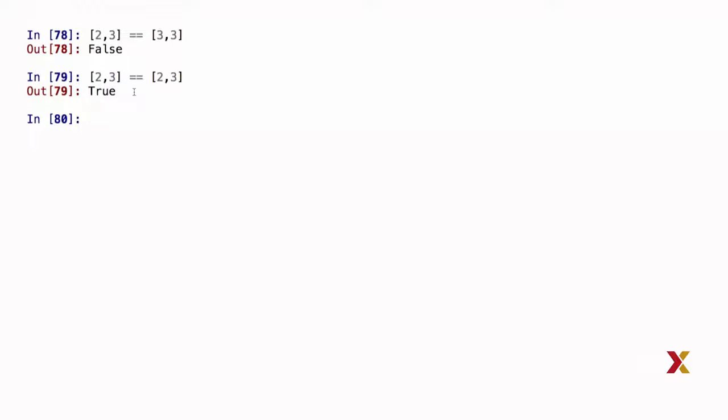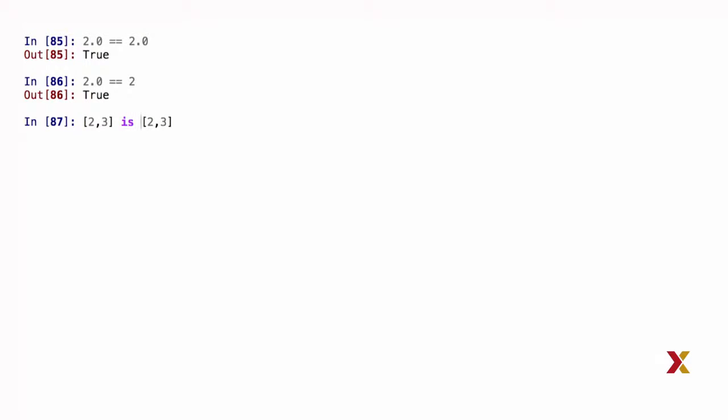However, if we wanted to ask if the first list is the same object as the second list, we would use the is comparison. And Python tells us that this is False. If we'd like to know if the first list is not the same object as the second list, we can use the is not operation. And in this case, Python returns True. So we actually have two lists here. They happen to have the same contents, but we do have two objects. That's why the is comparison returns False.